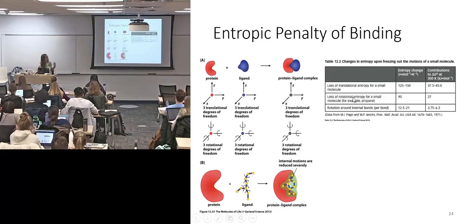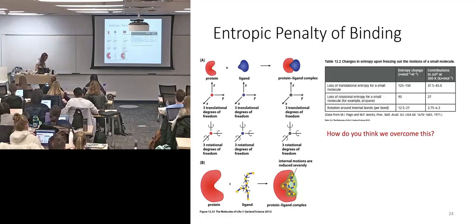When you lose rotational entropy, what is that doing to impact free energy? When you lose the bond rotations, what is that doing? Okay. So how do you think we overcome, from a free energy standpoint, the fact that it's really entropically unfavorable to bind these two things together? What else is involved that makes entropy favorable?